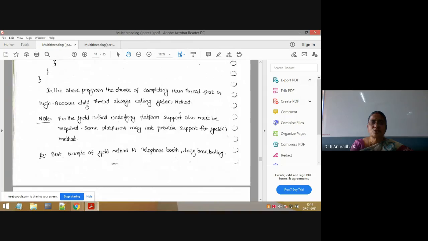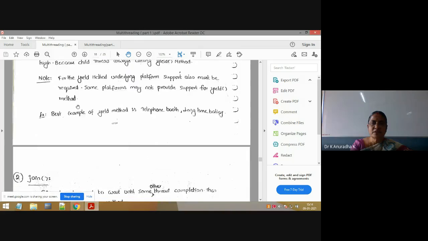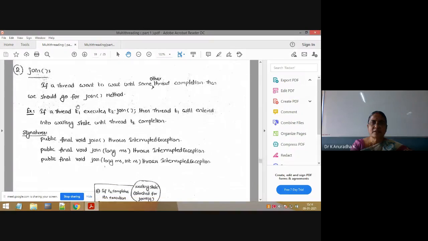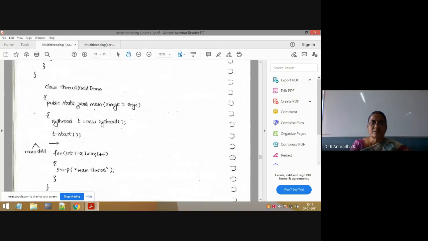It causes the currently executing thread to pause, giving a chance to the waiting threads of the same priority. Okay, that is the yield method. Please execute it in the lab, then you can understand more clearly. So the yield method is completed.